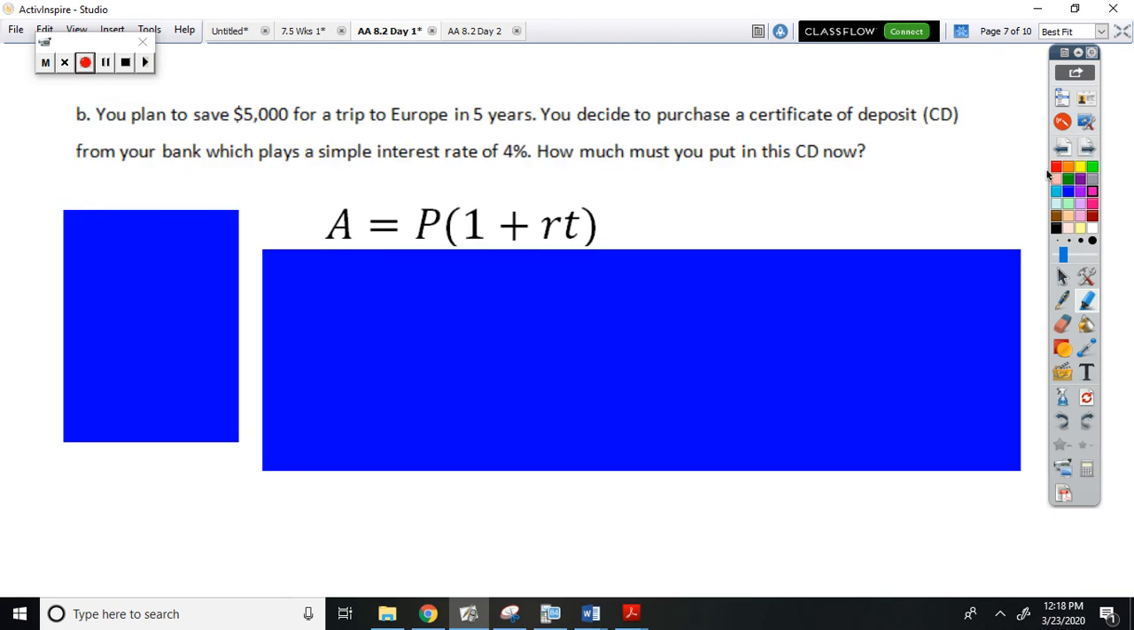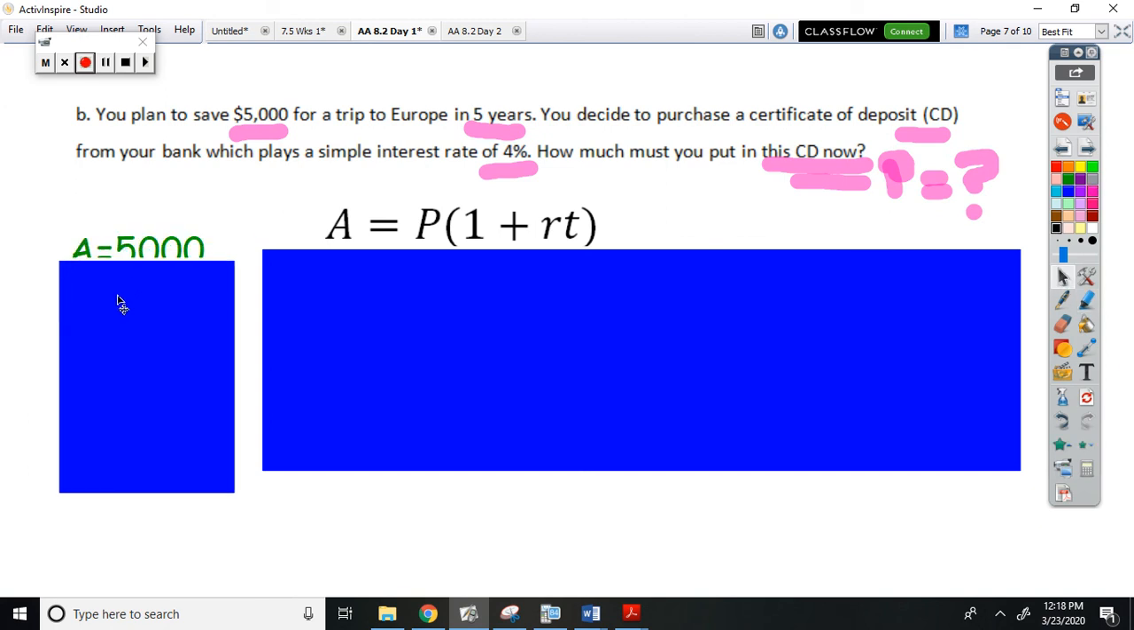Okay, B and C are going to get a little bit more challenging algebraically. Okay, this one says you plan to save $5,000 for a trip to Europe in 5 years. You decide to purchase a certificate of deposit, which is called a CD, from your bank, which pays a simple interest rate of 4%. How much must you put in the CD now? Now means present value, which is telling me that I don't know what my P value is.